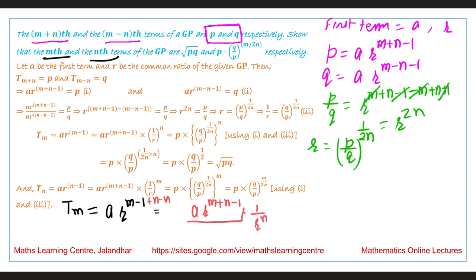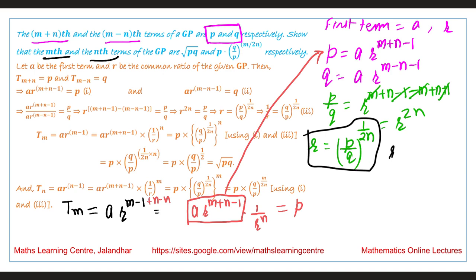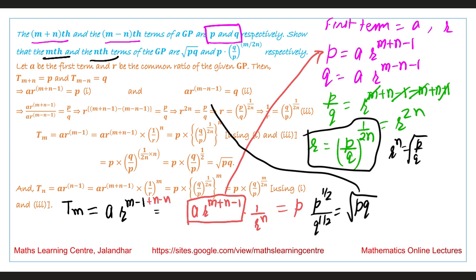Look at this value, A into R raised to the power m plus n minus 1. This value is P. And the value of R raised to the power n, look at this term over here. We have R raised to the power n is equal to P by Q square root. So we are having over here the value P raised to the power 1 by 2 over Q raised to the power 1 by 2. So the answer we are getting is PQ square root, and this is the first part that we have to prove.